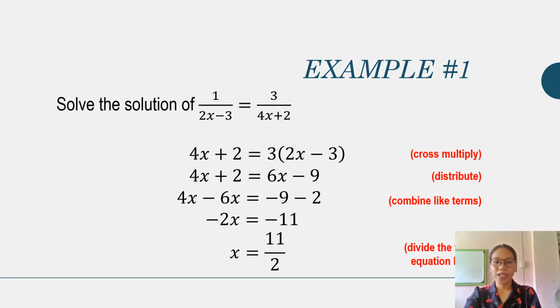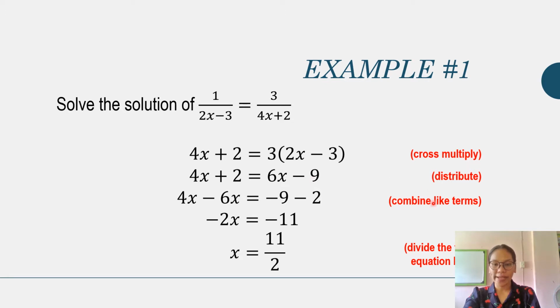So first step, we're going to cross multiply. We have here 1 times 4x plus 2, that will be 4x plus 2 equals 3 times 2x minus 3. Okay, after that, we're going to distribute the 3. So 3 times 2x is equal to 6x, and 3 times negative 3 is equal to negative 9.